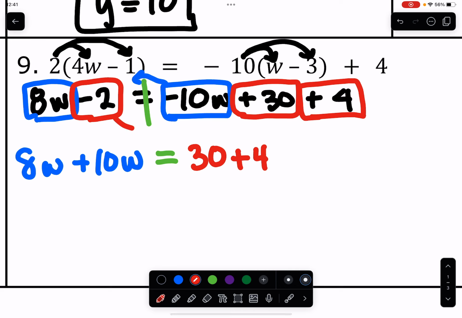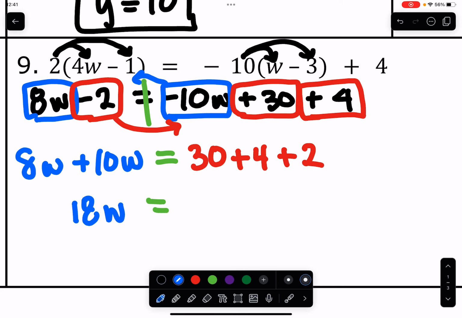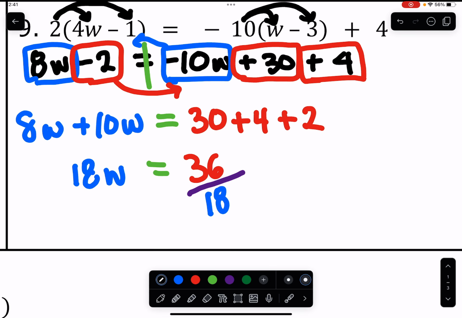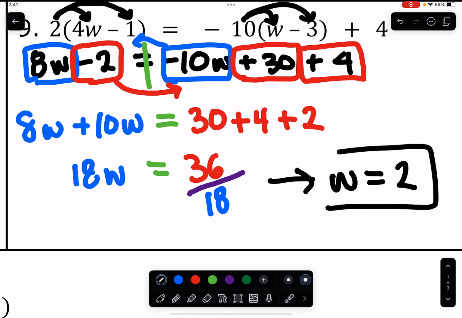However, since the 2 also needs to be on that side with the 30 and the 4, having it moved across is going to change it from a negative 2 to a positive 2. And now I can combine. So we have 18W, and this is a total of 36. Dividing the 36 by the 18, I'm going to write the answer over here. W equals, well, 36 divided by 18, that's a total of 2. So W equals 2, and there's your solution.